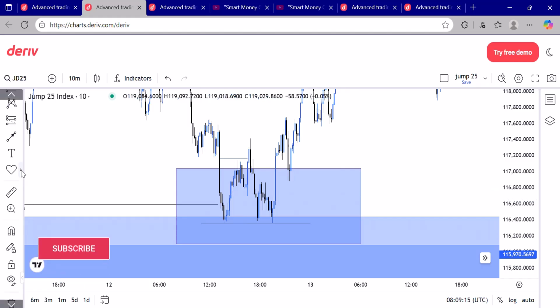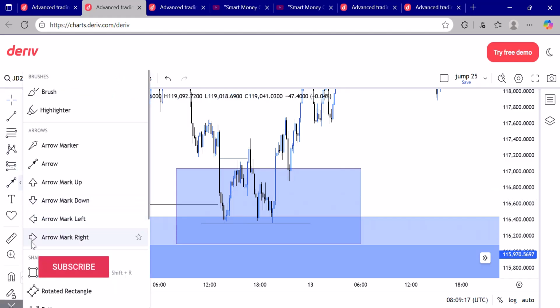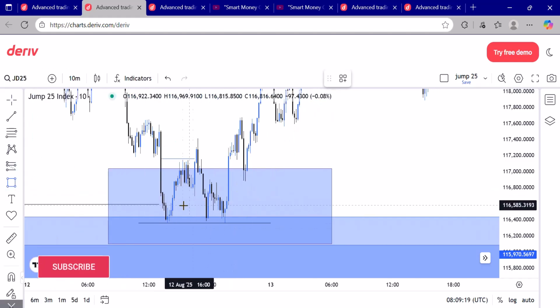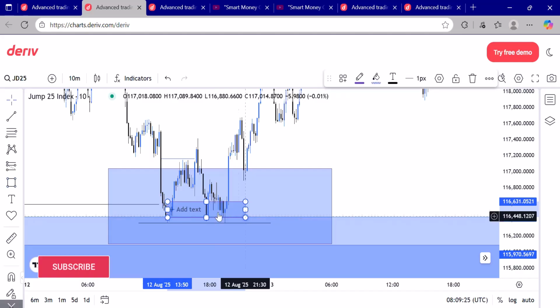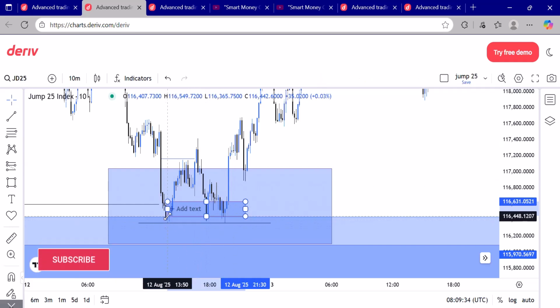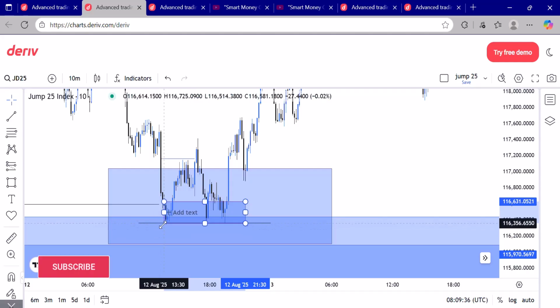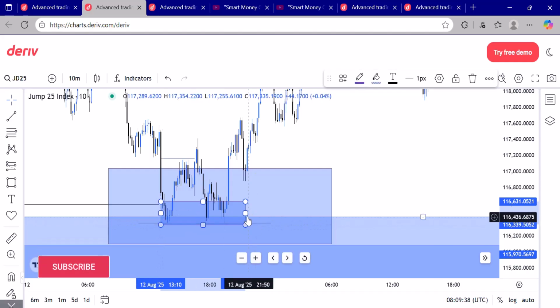So this is that zone. This is the other block that caused the break of structure. So we're waiting for price to come and tap into the zone again before it goes off. Now if this is our other block, we would have made our stop loss, let's say, below this zone. This would have been a stop loss.